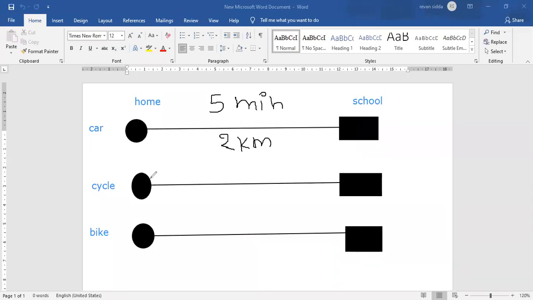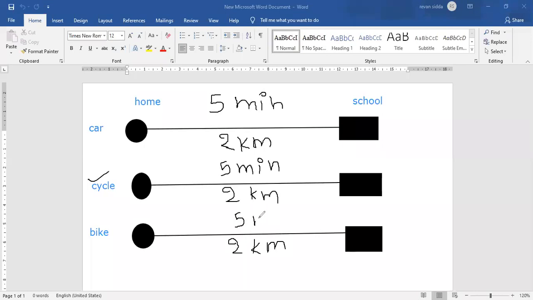Okay, and your brother is riding a cycle. The distance from house to school was 2 kilometers only, and how much time has he taken? 5 minutes only. He also has taken 5 minutes to reach school from house. And one of your family members has also taken 5 minutes to reach school, and the distance from your house to school was 2 kilometers.